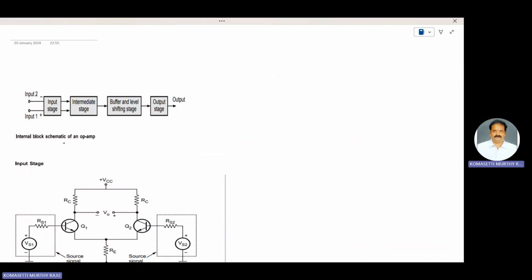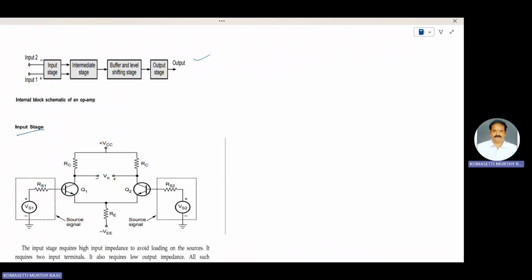Internal block schematic of an op-amp. An op-amp has two input terminals, one output terminal: input 1 and input 2. Input stage, intermediate stage, buffer and level shifting stage, output stage.